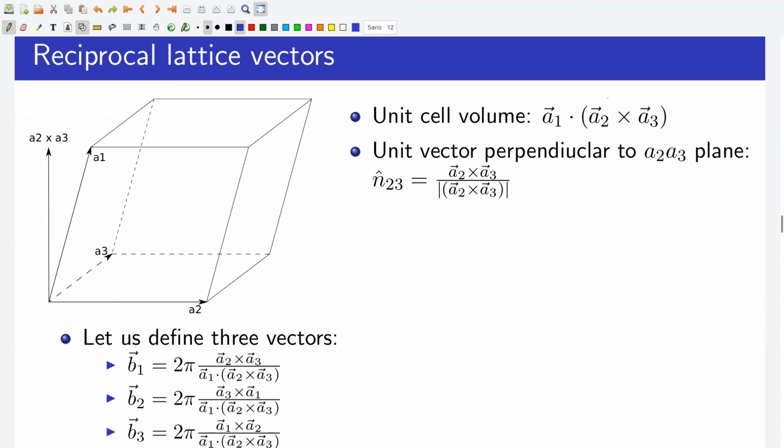The volume of the unit cell is given by A1 dot A2 cross A3. A2 cross A3 is the area of this base, and if you take a dot product with A1, that will give you the volume of the unit cell.